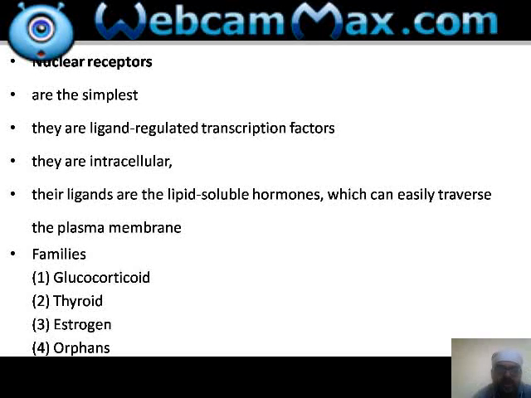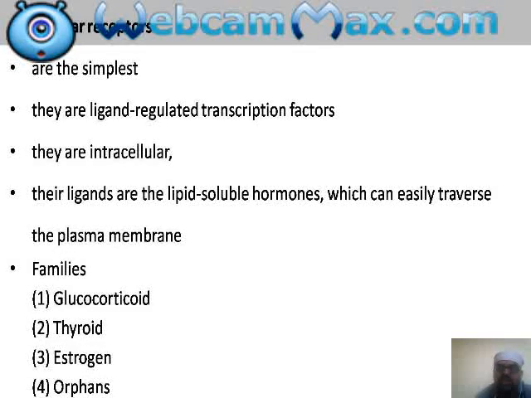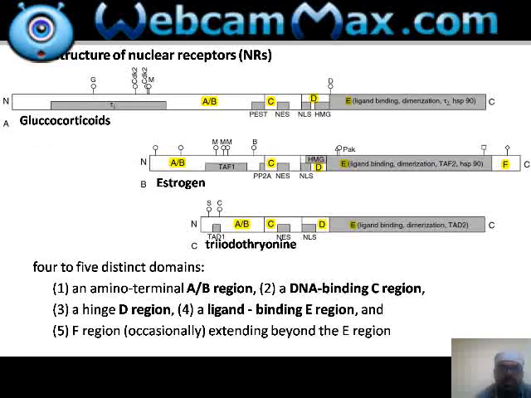So moving to the next slide, let's have a look at how the nuclear receptor looks, what its basic structure is. When we look into the basic structure of the nuclear receptor, we can see three structures of nuclear receptors to which the hormones bind. The first, A, is the glucocorticoid nuclear receptor structure, B is the nuclear receptor of which the ligand is estrogen, and the third is triiodothyronine.